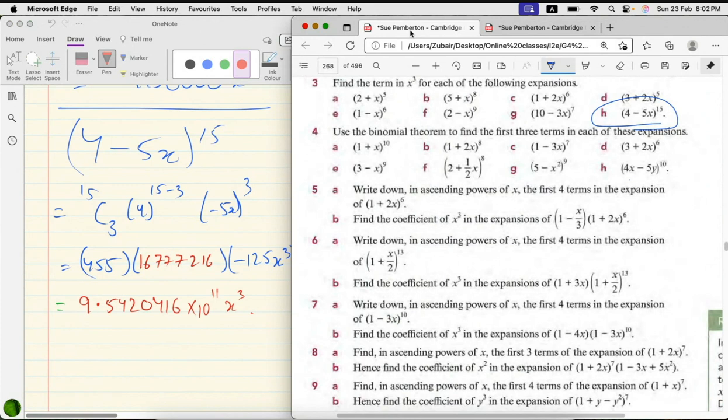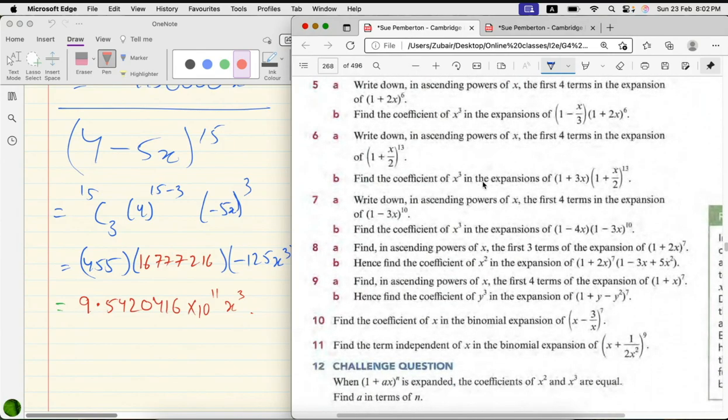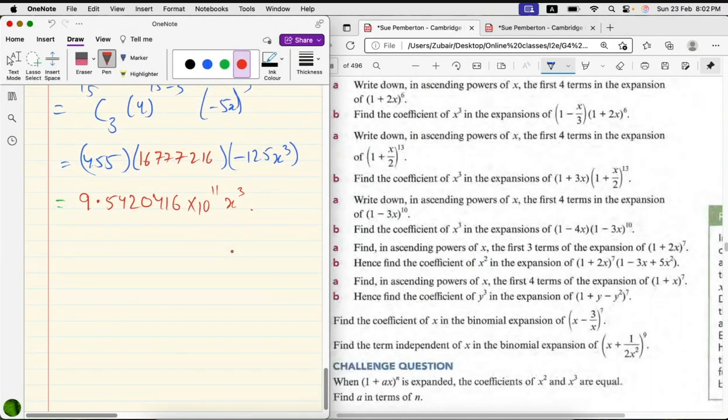Try question number 5. Write down the ascending power of x, first 4 terms in the expansion. Now there's no skipping. We write the first, then second, third, fourth. Or I'll do question 5 and then you can try question 6. Question 5 is easier, I'll do that. But the type is the same.